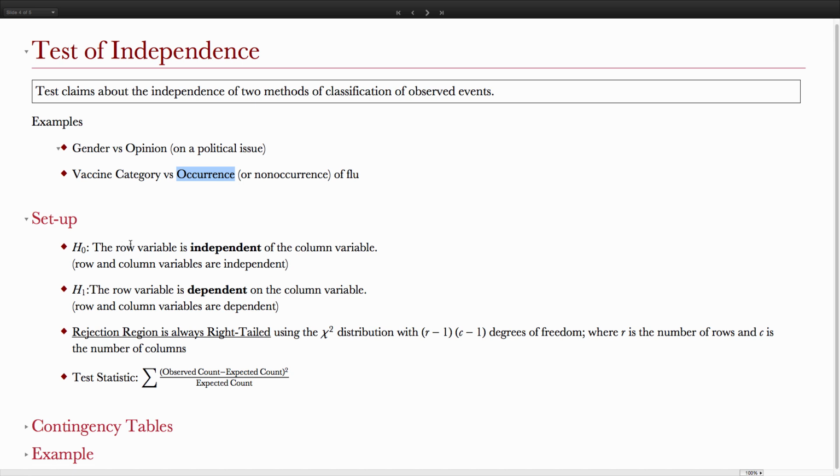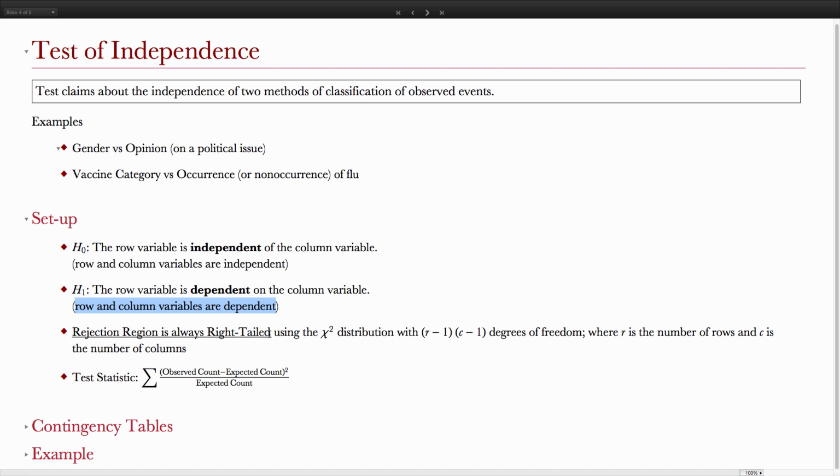Okay, so we're going to look at contingency tables in a moment, and that's how we actually organize or summarize our sample data. Our null hypothesis is always that the row variable, or one of the methods of classification, is independent of the column variable, which is another way of classification. Another way to say that is that the row and column variables are independent of one another. And of course the alternative is that they are not independent of one another. So we can say the row variable is dependent on the column variable, or we can say that the row and column variables are dependent on one another.